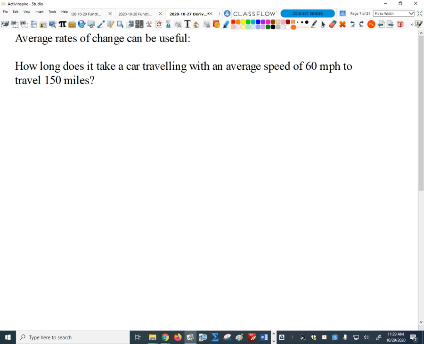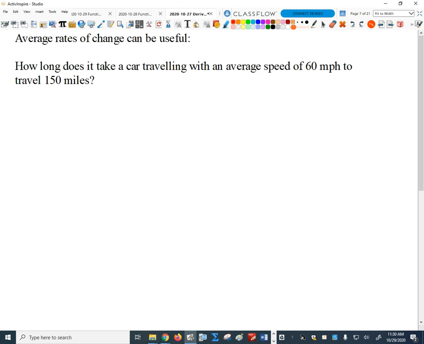Here's an example. How long does it take a car traveling with an average speed of 60 miles per hour to travel 150 miles? Well, everybody do that one in your head. How long does it take a car traveling with an average speed of 60 miles per hour to travel 150 miles? What do you think? Anybody got an answer? Amber, you said something. What's your answer? Yeah, how'd you get that? I just divided 150 by 60.